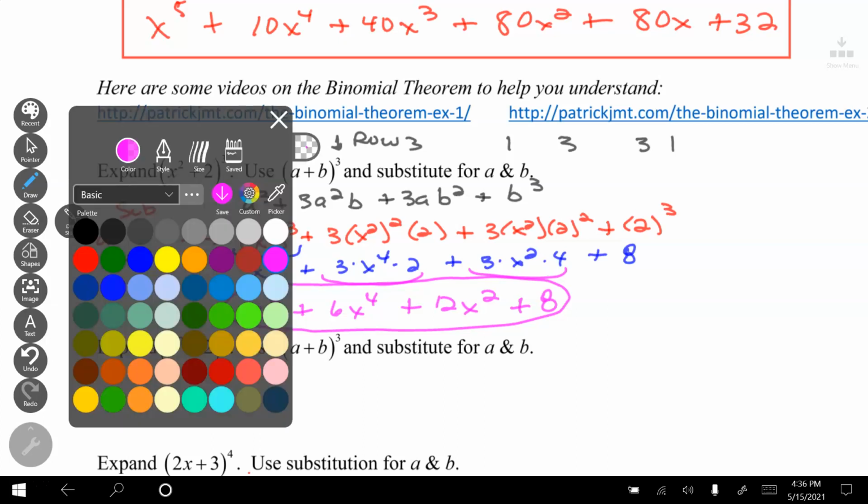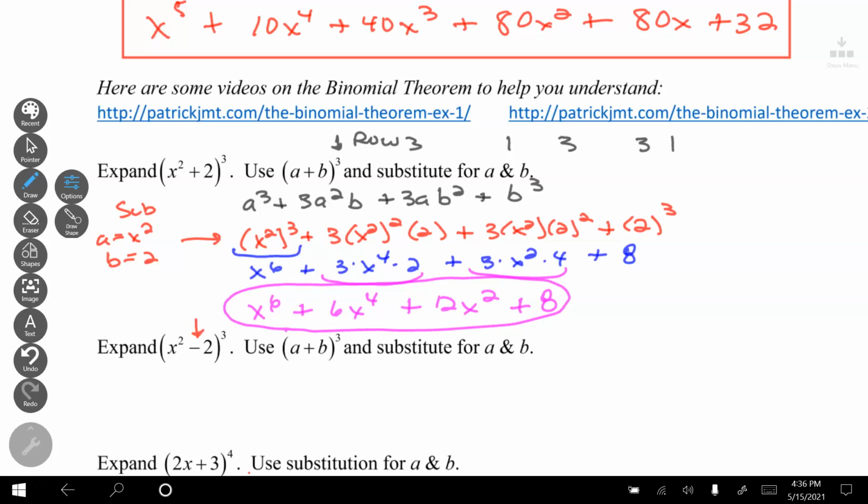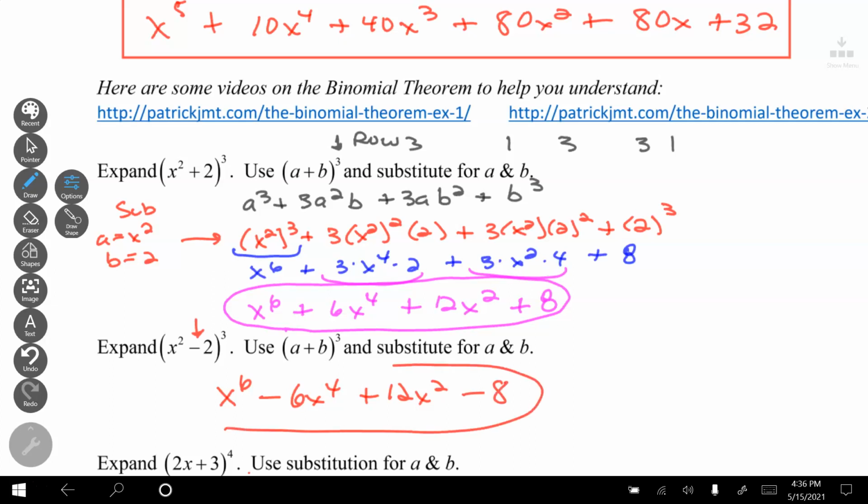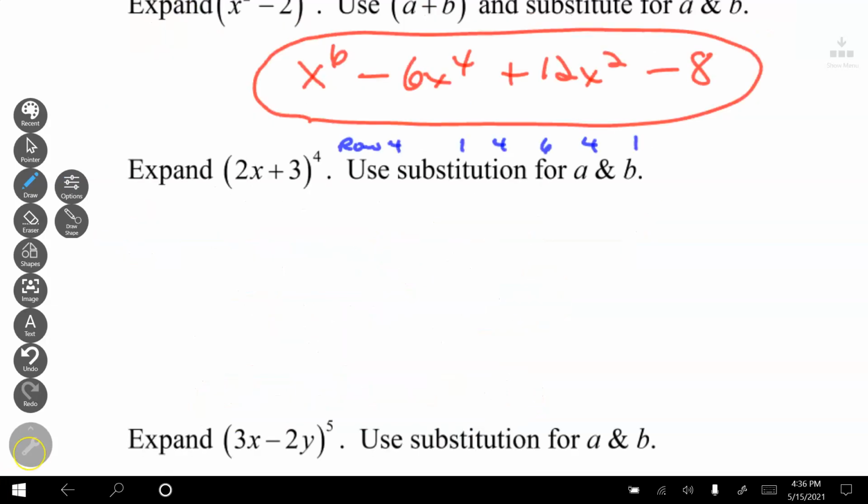Now how's it going to change when I make this a minus sign? Oh, well, all I got to do is alternate signs. x to the 6th is positive, minus 6x to the 4th plus 12x squared minus 8. And that's how (x squared minus 2) to the 3rd is different than (x squared plus 2) raised to the 3rd. So (2x + 3) raised to the 4th, it's going to be row 4.